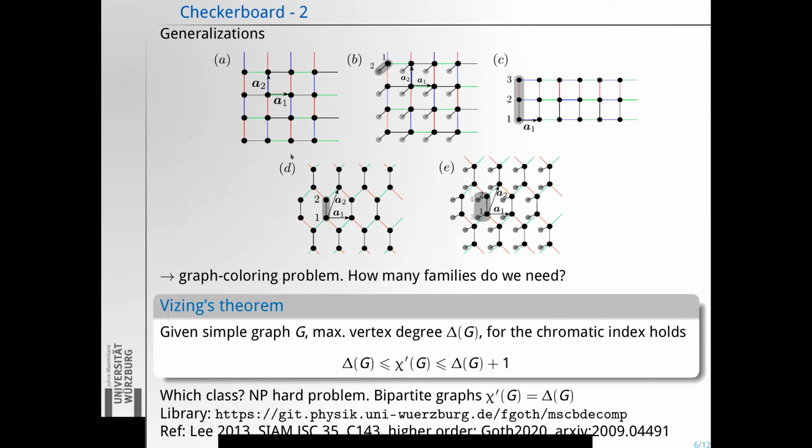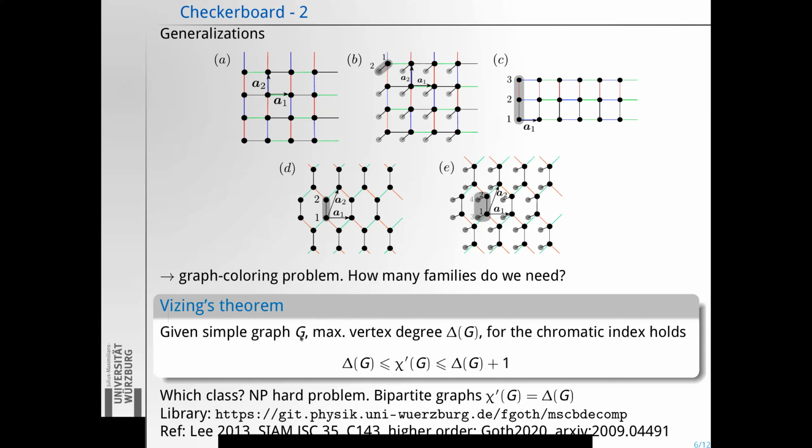So essentially, finding this type of decomposition boils down to a graph coloring problem. How can I decompose this matrix so that at every vertex the outgoing edges have different colors? So at every vertex, there may not be two colors of the same type, which in the particular examples here is always fulfilled. And now you can ask the question: how many families do you actually need? And the answer is given by Vizing's theorem.